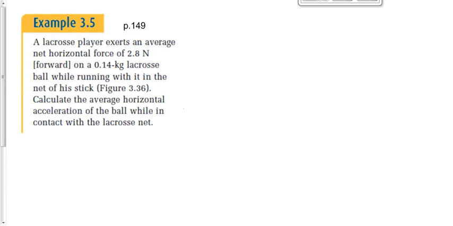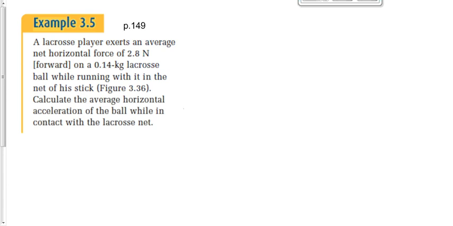All right, let's now do that question that I was just talking about a minute ago. Page 149, it says a lacrosse player exerts an average net horizontal force of 2.8 newtons forward on a 0.14 kilogram lacrosse ball. So there may be 2 or 3 forces acting on this lacrosse ball, but they're telling us in this question that the net force acting on this lacrosse ball is 2.8 newtons. Okay, that's good. We don't have to figure out the net force, the combined force, because we already have it. We're going to find the average horizontal acceleration of the ball while in contact with the net.